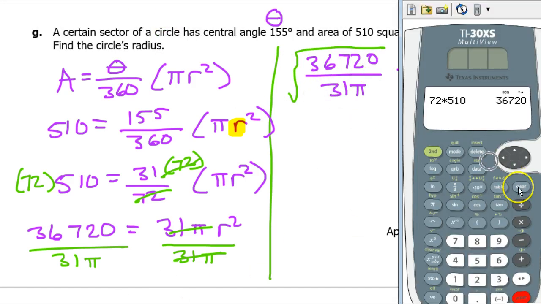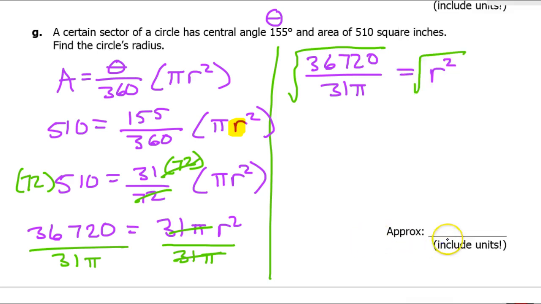So this is what I'm going to put in my calculator. The square root of 36,720 over 31 pi. So 19.42. Radius is a length, so I'm just going to say inches for the units.